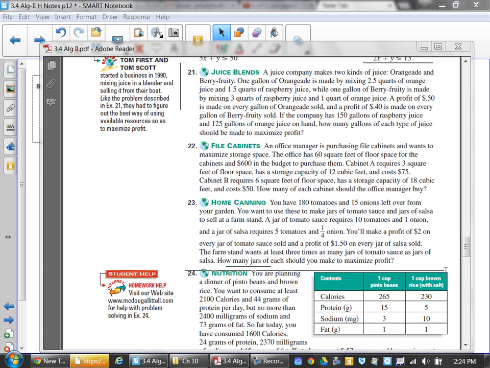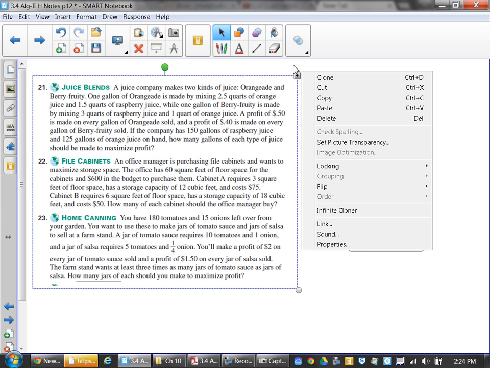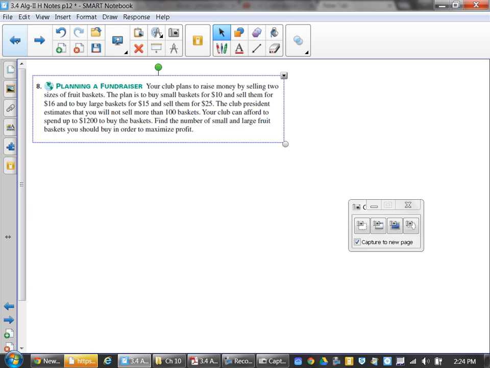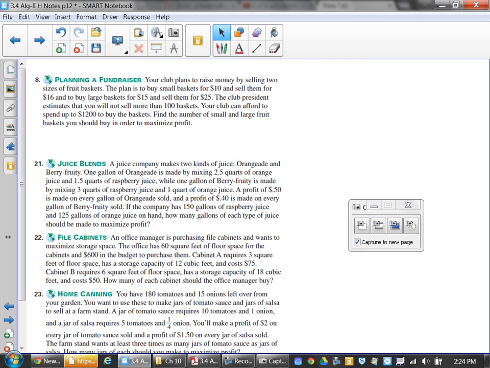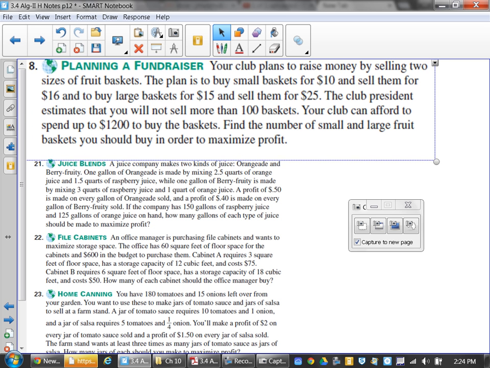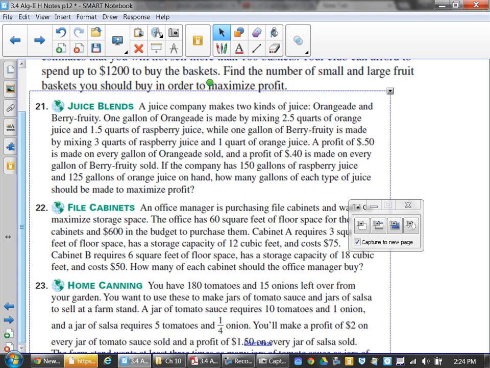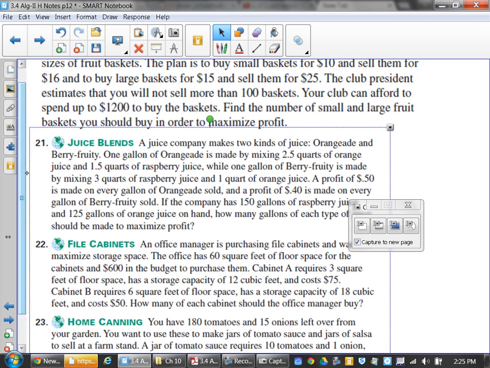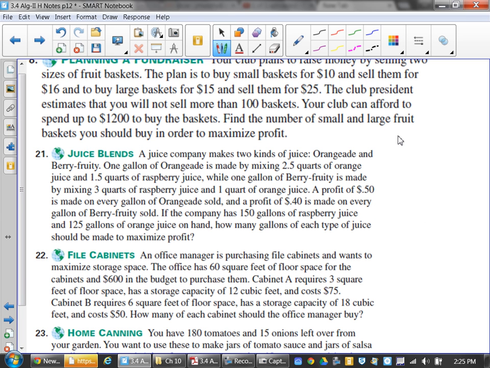Wait, is this our homework? Yeah. Okay. I want you to do these next 4. It's still in section 3-4. It's number 8, 21, 22, and 23. I'll put them up here so you guys can see them as we go through. This is still page 166, 8, 21 through 23.